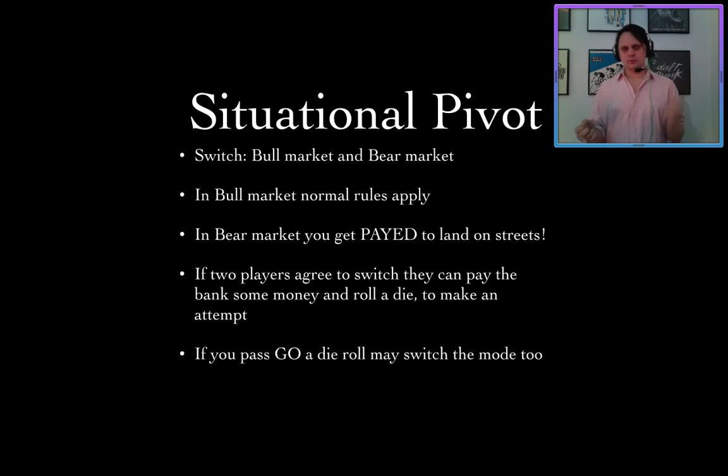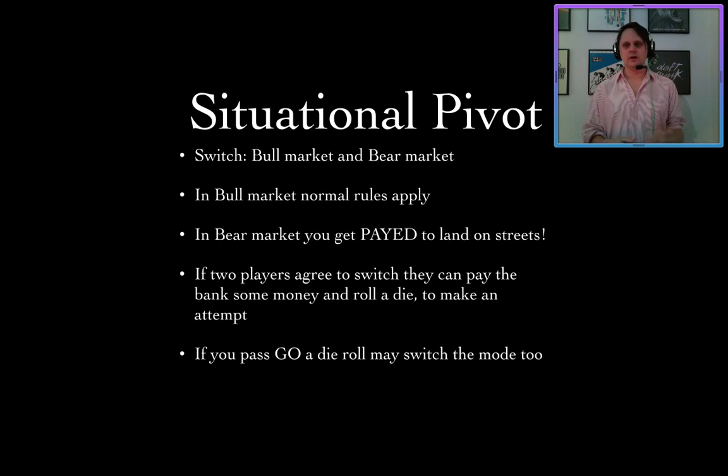Now, we get the rule that if two players on the board put in some money and agree, they get a die roll with a fairly high chance to flip the market. So if you and I decide, oh, we don't like the state of the market, we can put in some money and probably, but not 100% completely, flip the market to the other state. If you pass go, you can roll a die, and there's a very, very small chance that the mode may switch even though nobody has asked for it to switch.